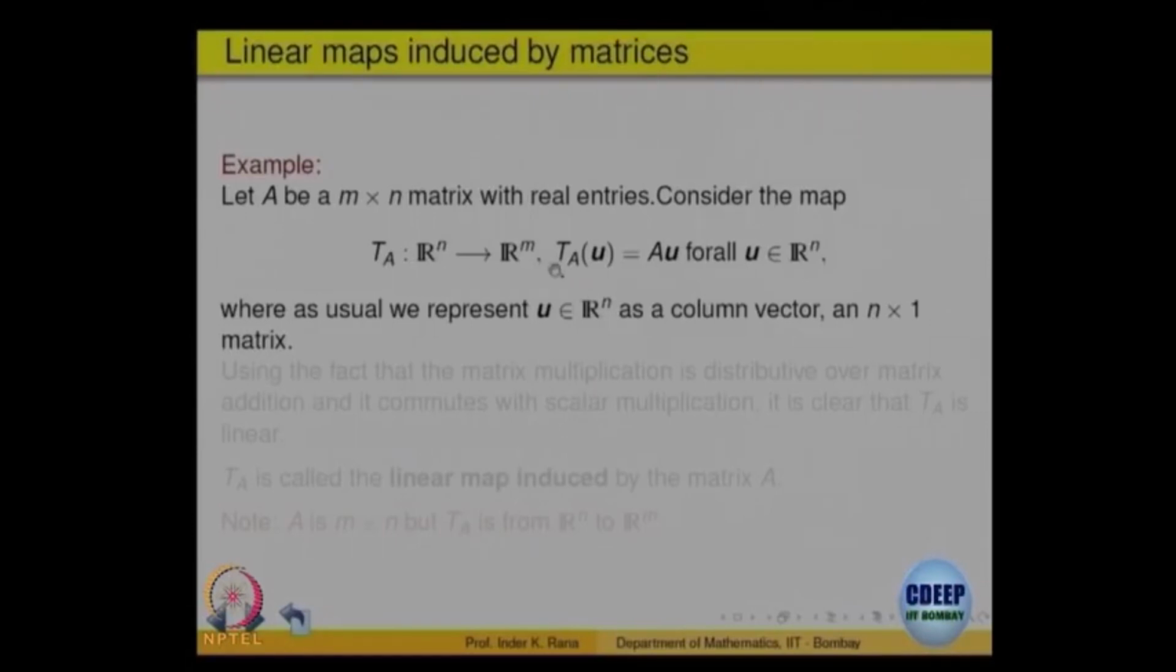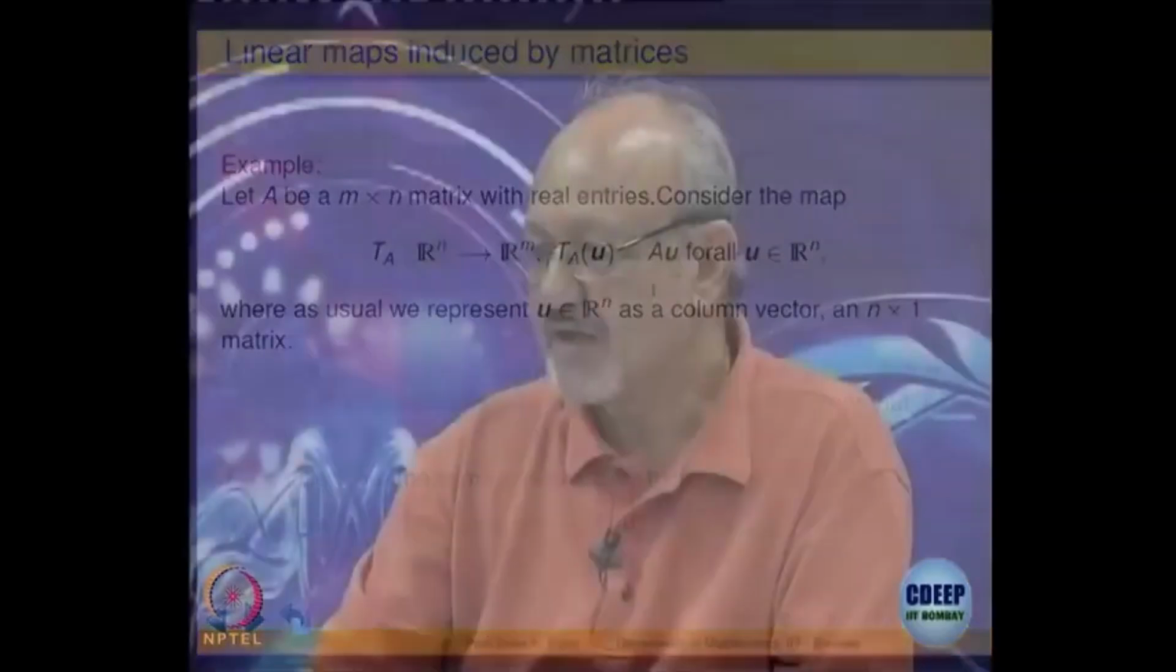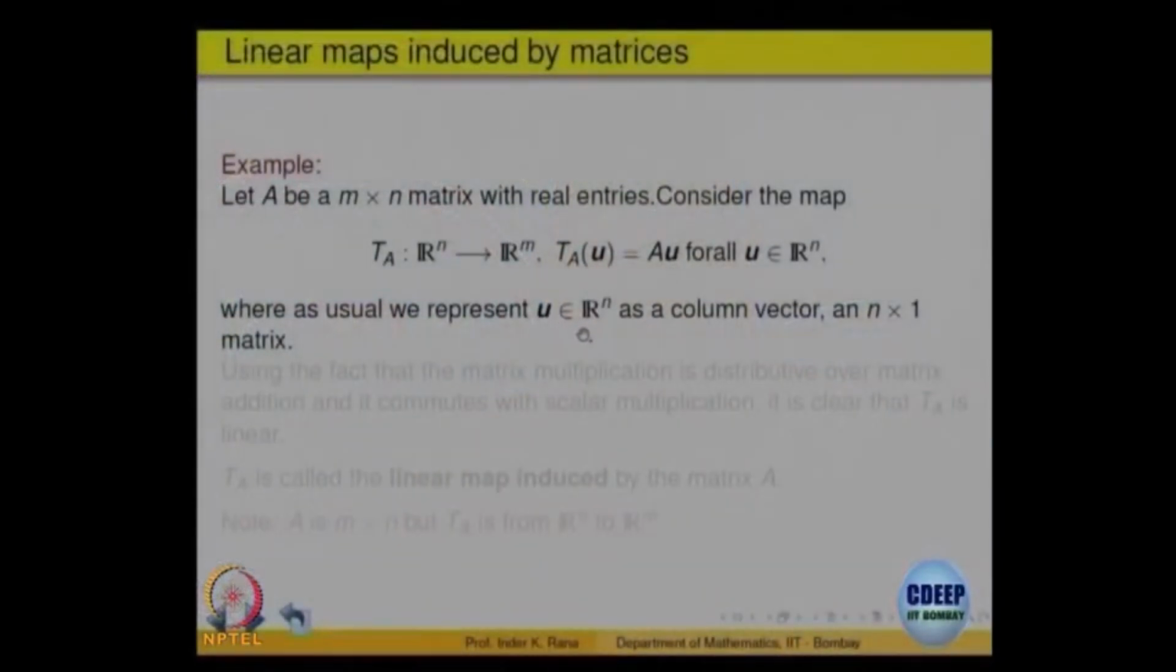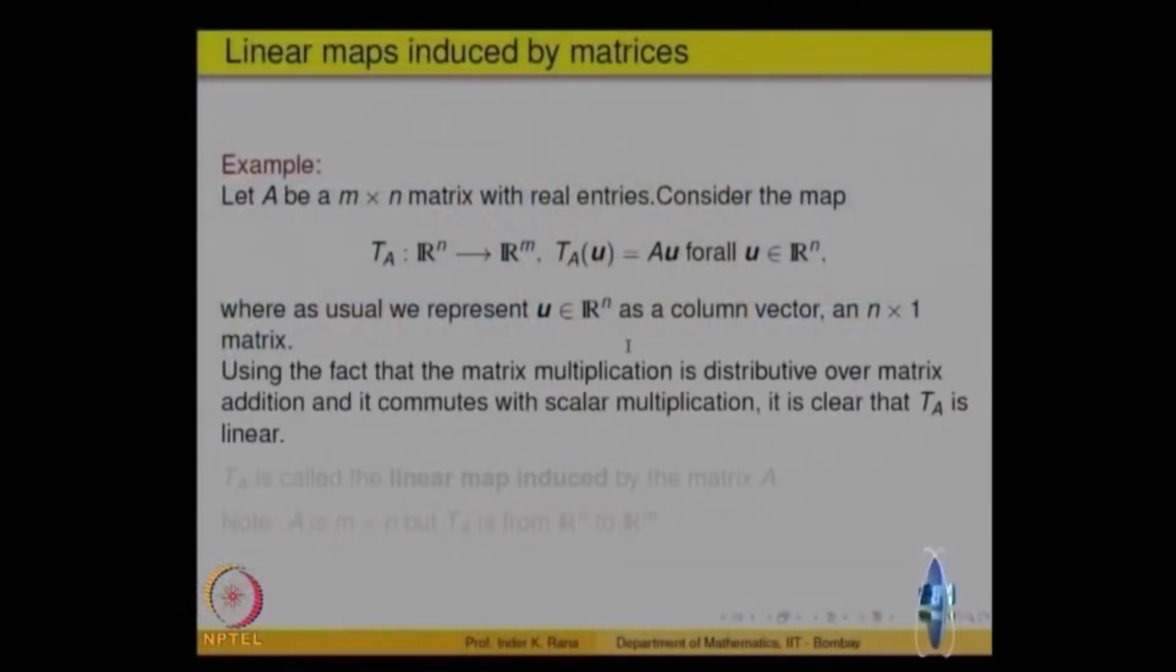Obviously, it is linear because we have observed the matrix multiplication distributes over addition. If you take vectors u1 and u2 and add them and multiply the sum with the matrix A, it is the same as multiplying A with u1, adding it to A multiplied with u2. Similarly, for scalar multiples. So, using the fact that matrix multiplication is distributive over matrix addition and commutes with scalar multiplication, it follows that T A is a linear map.